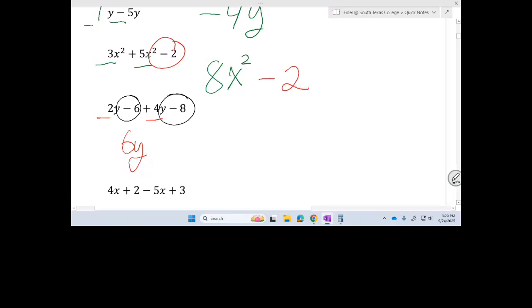Anyone know? If I already owed you 6 and I borrowed another 8 from you, anybody know? 6 and 8? Count on your fingers if you need to. Take off your shoes if you got to use your toes. Anyone know? 14. And because I owe it to you, what kind of 14 is it? Negative, right? Good.